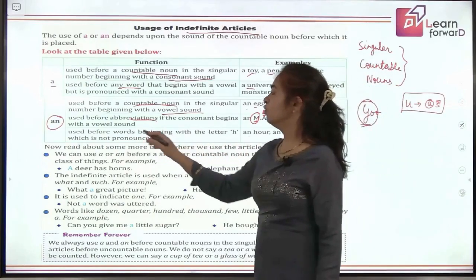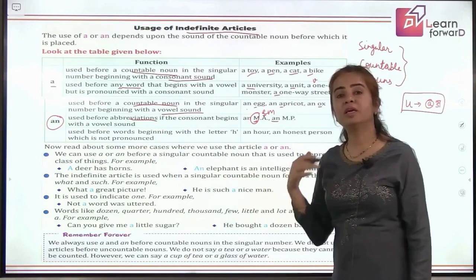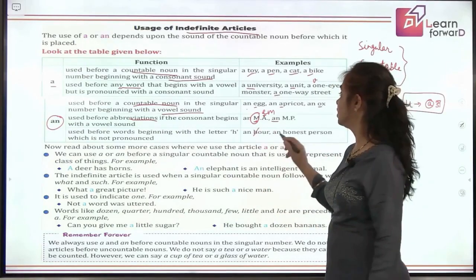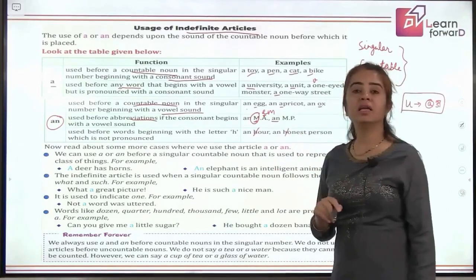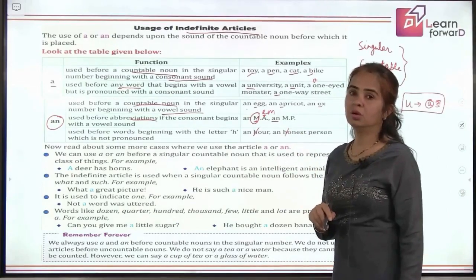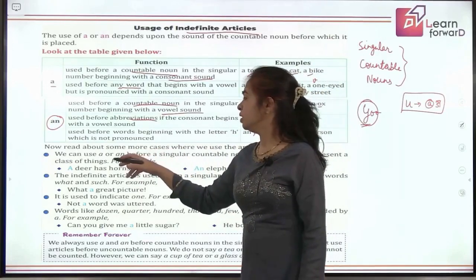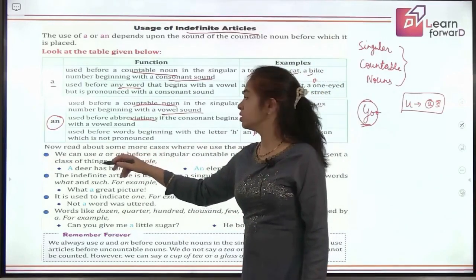Next, use it before words beginning with consonants but having vowel initial sounds, like H. So H is silent here. An honest person, again H is silent here. Okay. So we'll be using "an" here. Now we have to learn about some more cases.